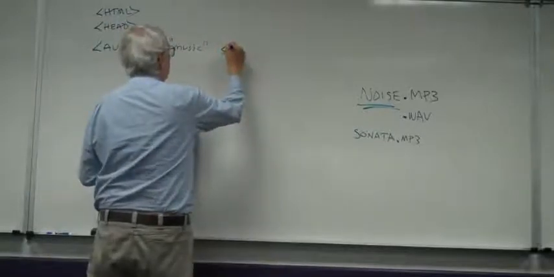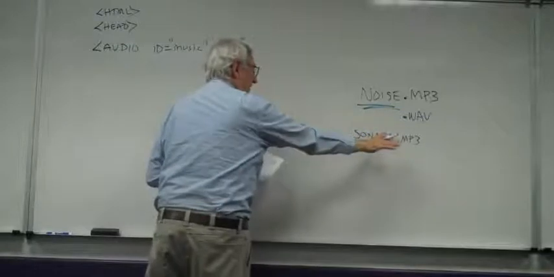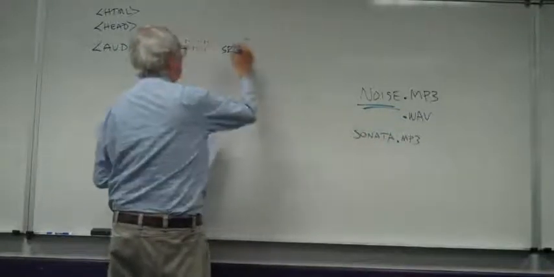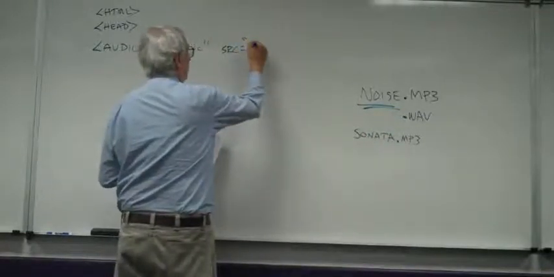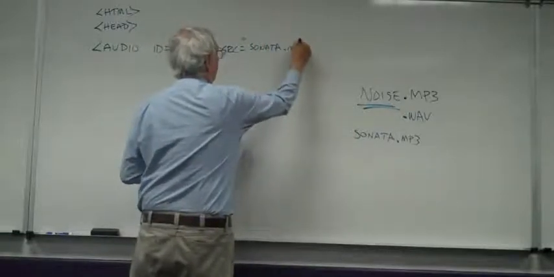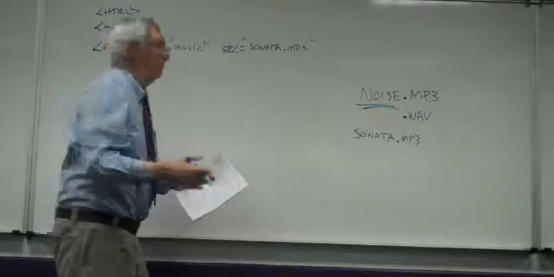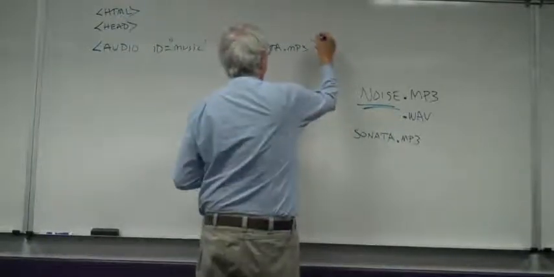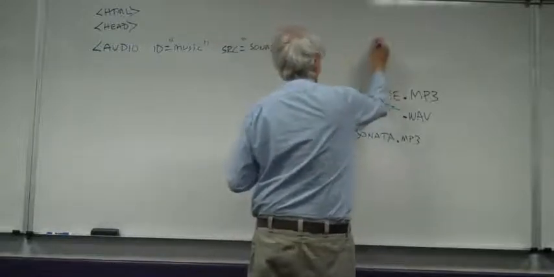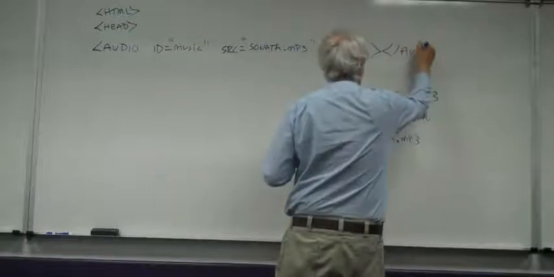The source of that sound is this right here, this file that's stored away. That has the sound in it. So the source is, give it that name, sonata.mp3. Don't forget, it's right in your CS101 folder, right where everything else is. Then I'm going to leave a little space here for a second. Then you close this thing. And then you say /audio right here.